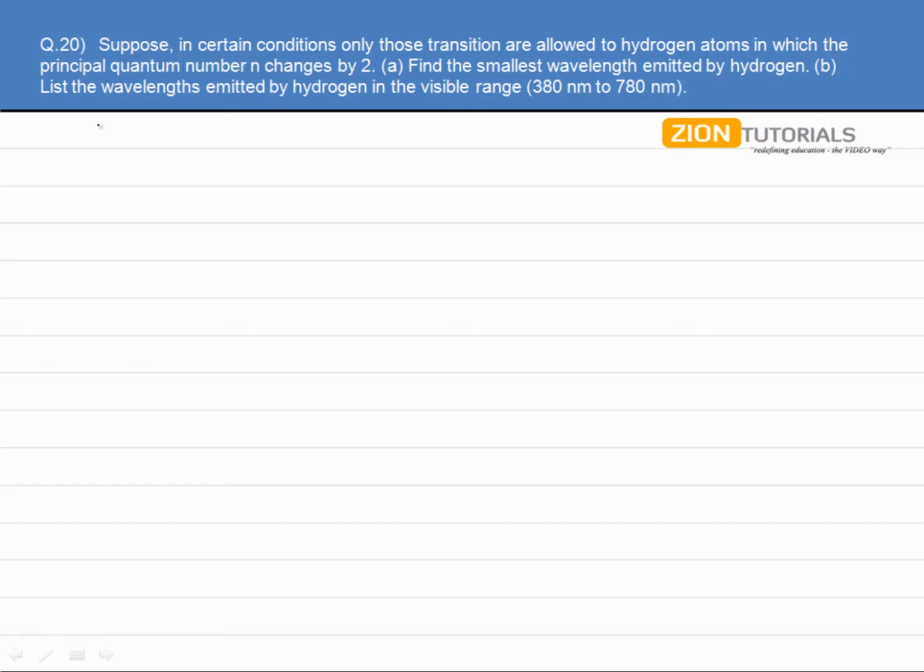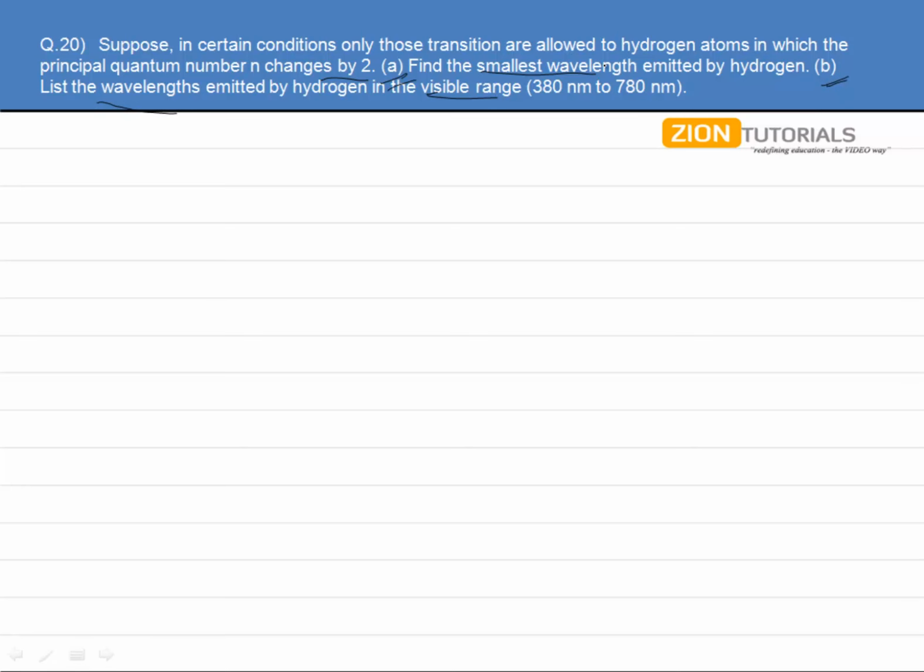As the question says, suppose in certain conditions only those transitions are allowed to hydrogen atoms in which the principal quantum number n changes by 2. Then find the smallest wavelength emitted by hydrogen and list the wavelengths emitted by hydrogen in the visible range.